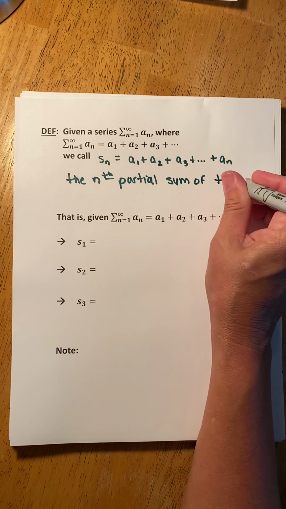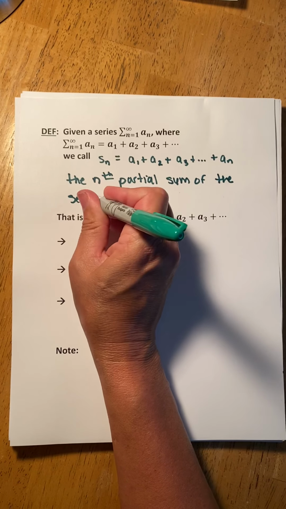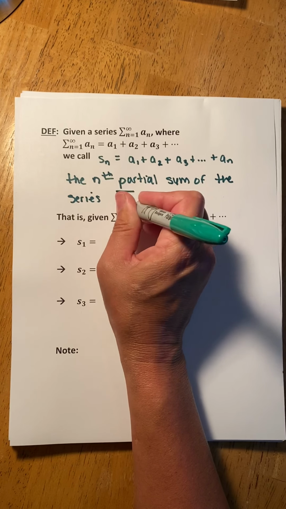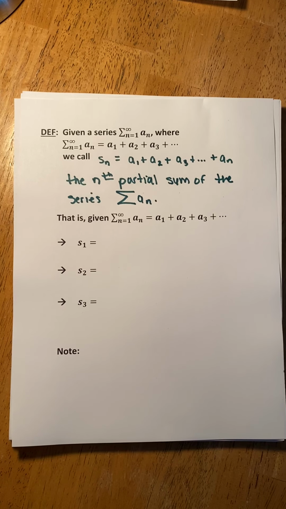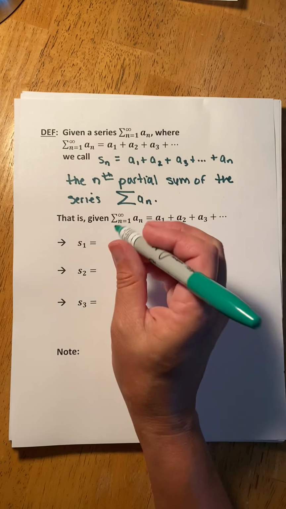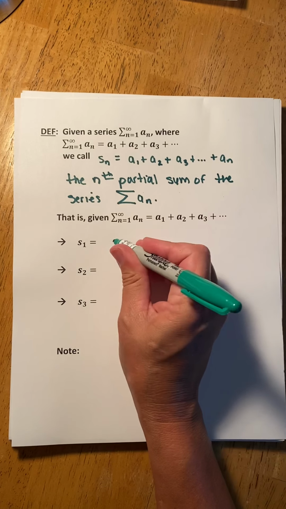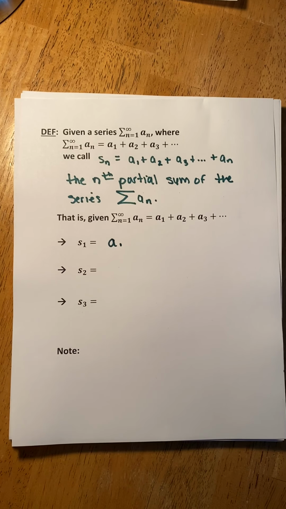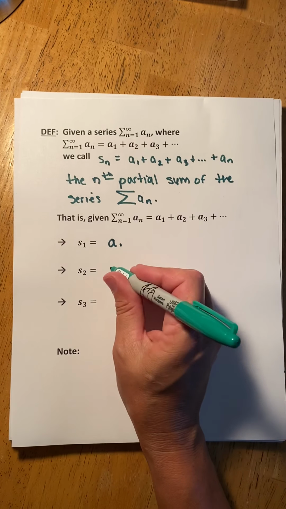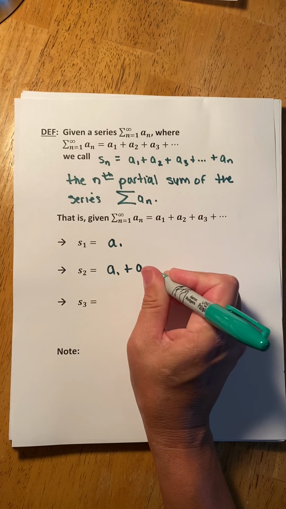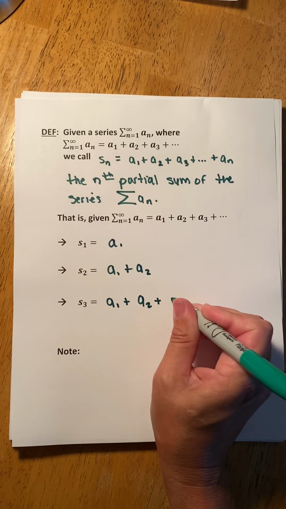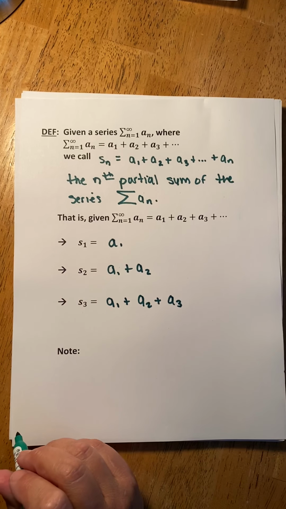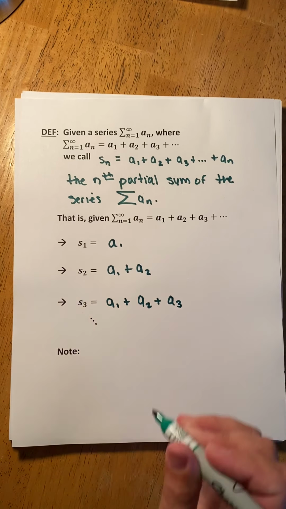of the series a_n. So given the series a_n, which is a1 plus a2 plus a3 forever, S1 is just the first term. So the first partial sum is just the actual first term. The second partial sum is the sum of the first two terms. The third partial sum is the sum of the first three terms. And we do this forever.